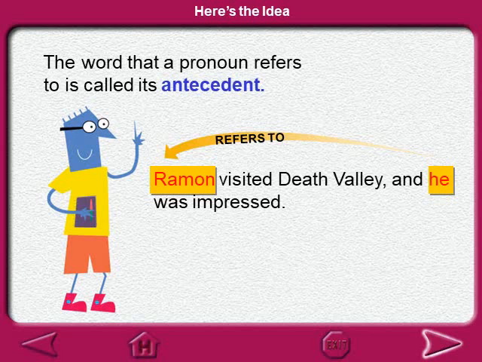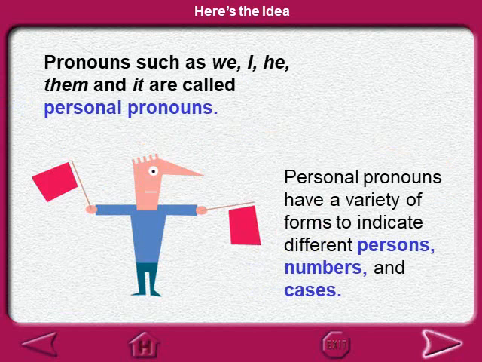For example, Raymond visited Death Valley and he was impressed. He refers to Raymond. It is the antecedent. Pronouns such as we, I, he, them, and it are called personal pronouns. Personal pronouns have a variety of forms to indicate different persons, numbers, and cases.